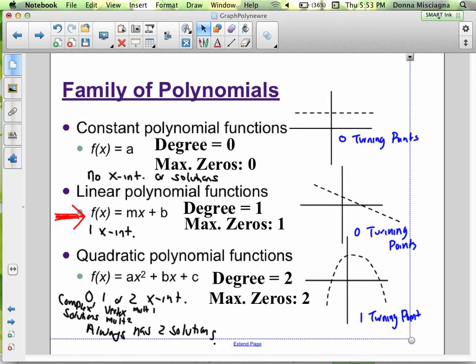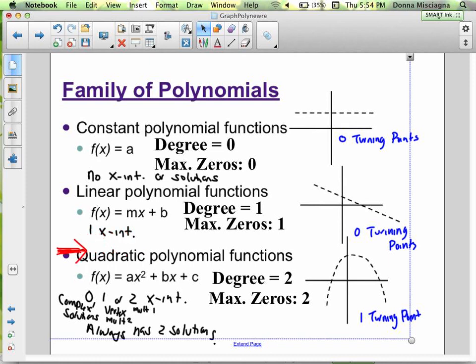All right, so we have one x-intercept. Since it's x to the first, degree 1, it will have one x-intercept. It has to cross the x-axis somewhere. So there's our one x-intercept. But notice again, it doesn't have a turning point. It's a line. It can't turn around.